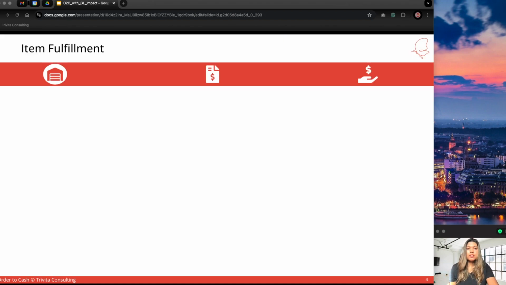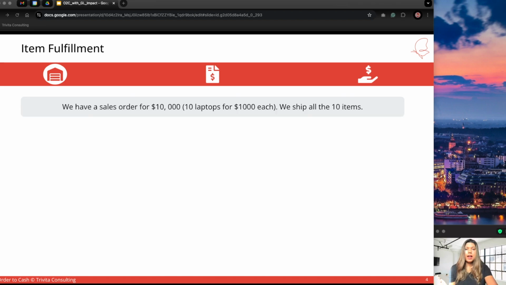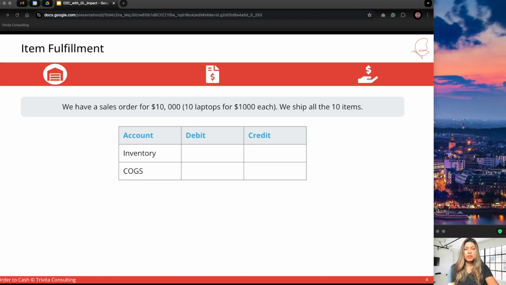Now, since a sales order has no GL impact, we'll focus on the other transactions. So, item fulfillment. This is the stage where the sales order is partially or fully shipped. In this example, let's say we have a sales order for 10,000 and we are going to ship all the products of the sales order. The two accounts that are going to be impacted are the inventory account and our COGS account.